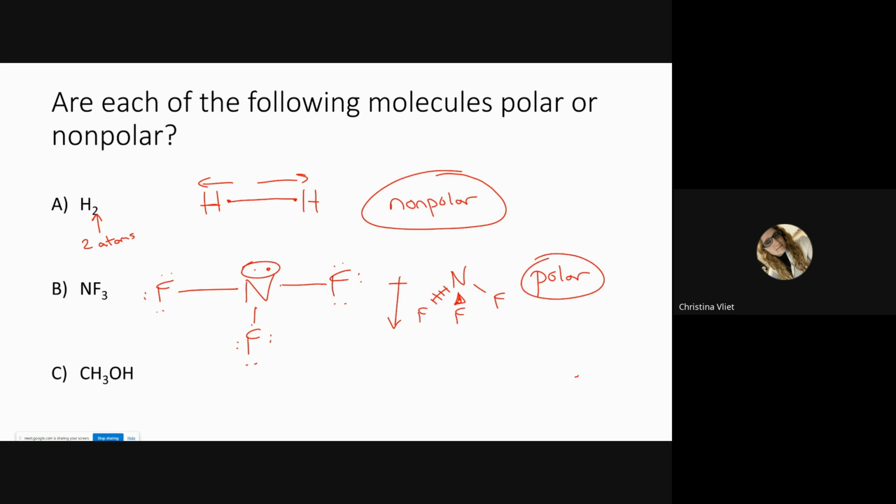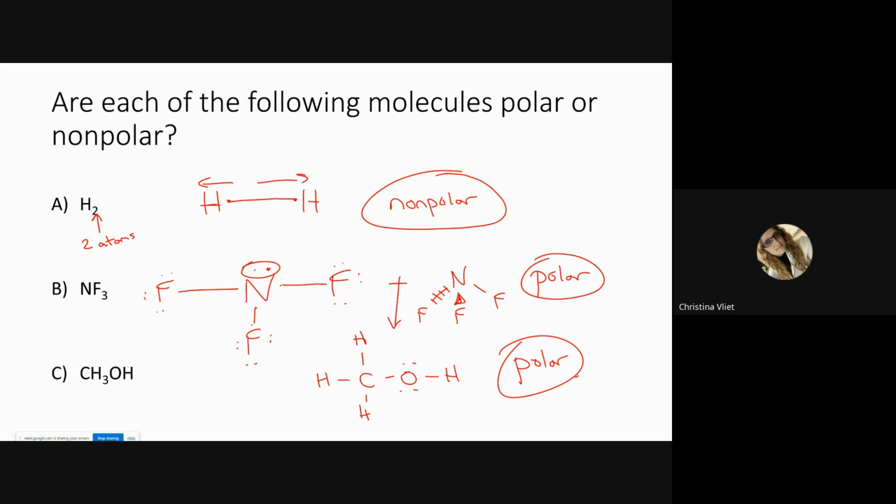How do we know without looking at the numbers? Because you're supposed to memorize that fluorine is the most electronegative element, and that is the trend. As I go up and over, electronegativity increases. And then CH3OH. Is this polar or non-polar? Polar.